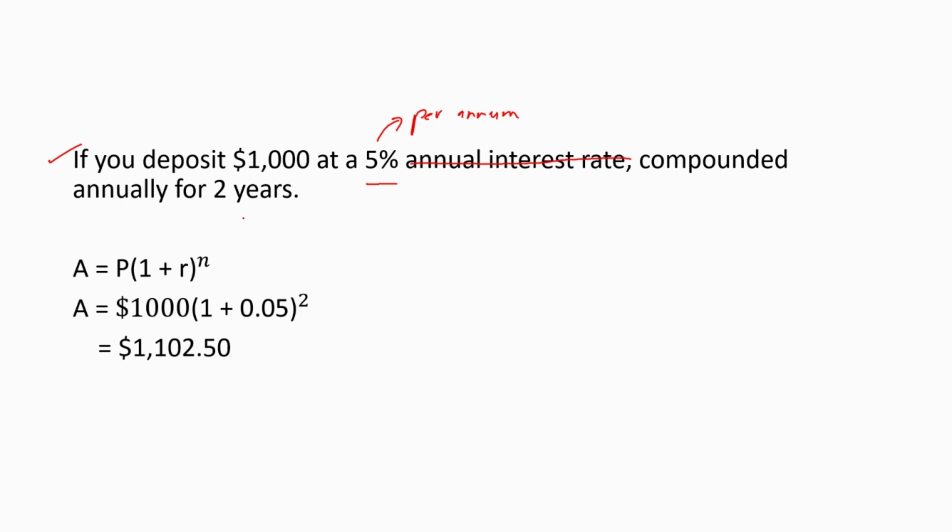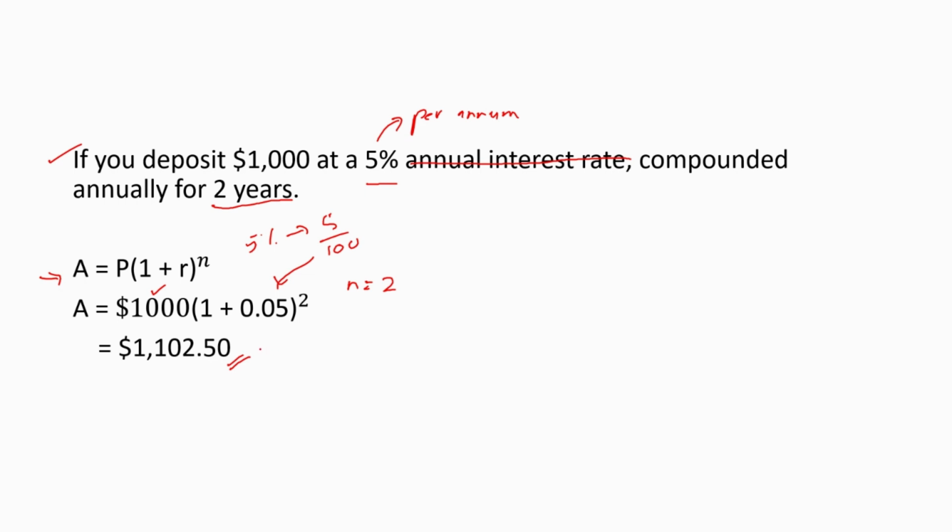So let's calculate the total amount you will receive in 2 years. This is the formula. So P is the initial amount, which is $1,000. 1 plus r. Now you know you have to convert the 5% into a decimal, which is 0.05. So here simple n is 2 because we are depositing the $1,000 for 2 years. So the total amount you will receive in 2 years will be $1,102.5. This is the total amount.